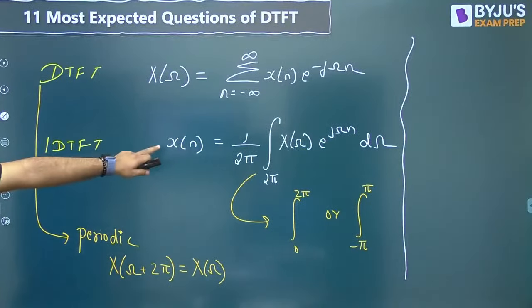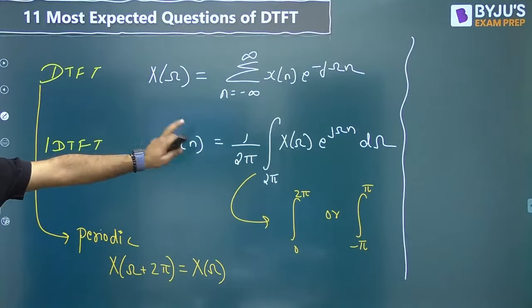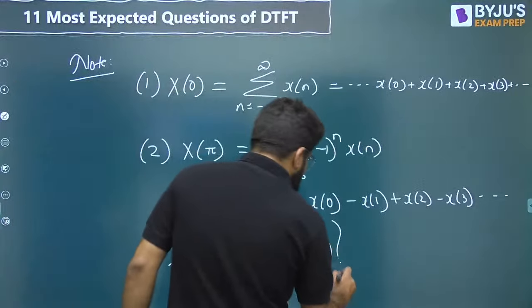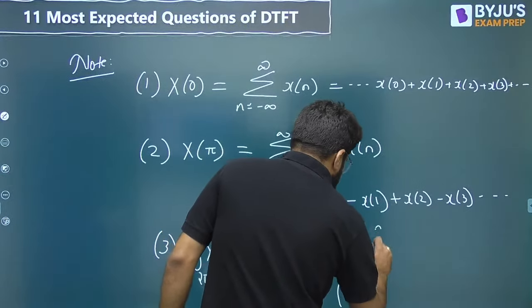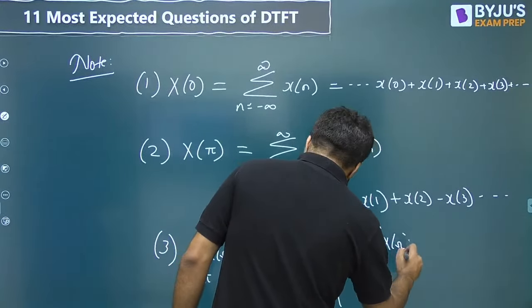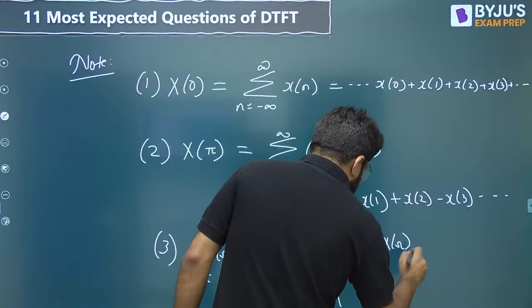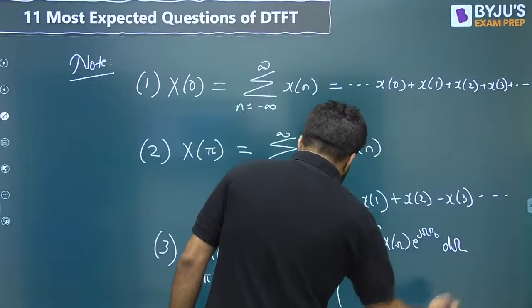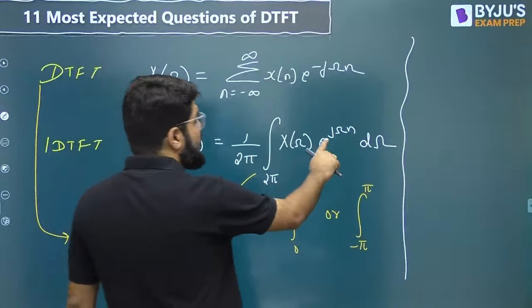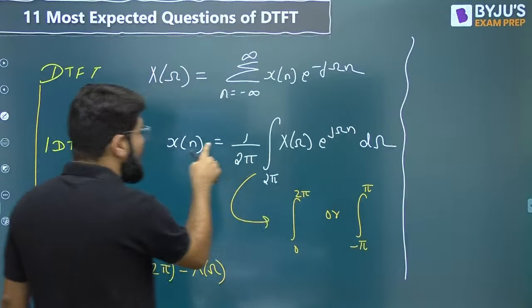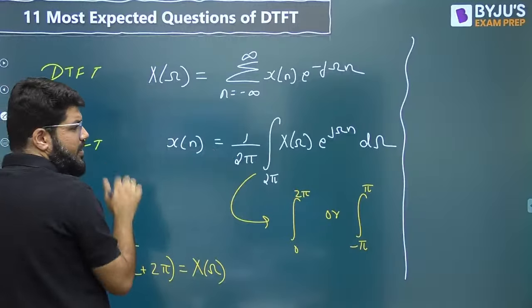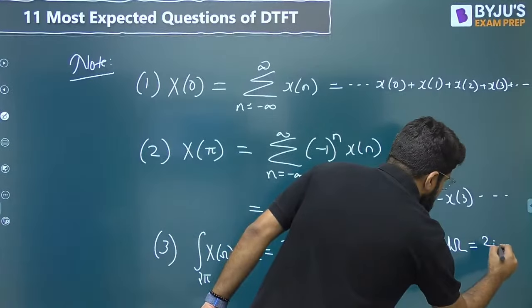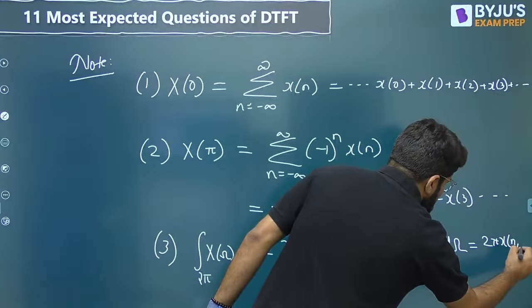Integral X omega d omega is 2 pi x0. But here, if you want to put any special value of n also, suppose you want to put n equal to n naught, let's put any specific value, and there will be the fourth result. So the integral of X omega d omega over any one time period multiplied by e power j omega n naught, if I put n equal to n naught, this will become x of n naught multiplied by 2 pi. This is 2 pi x of n naught.